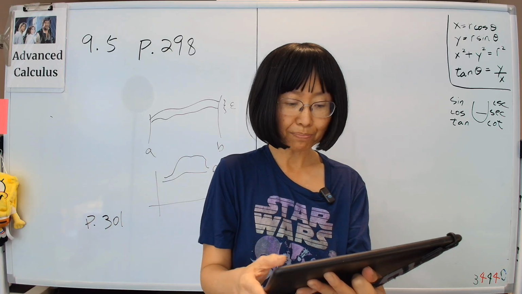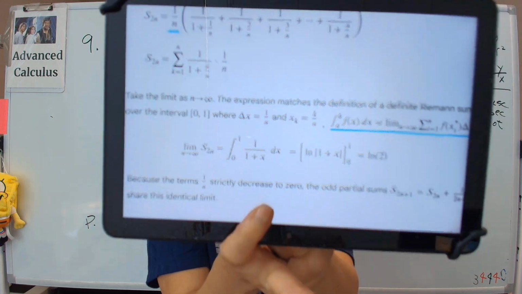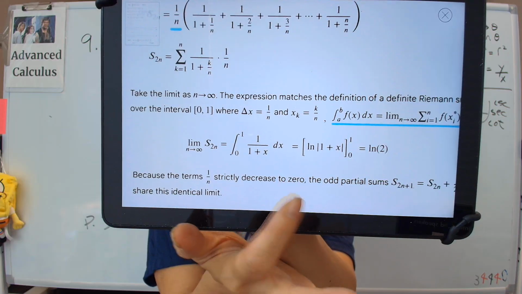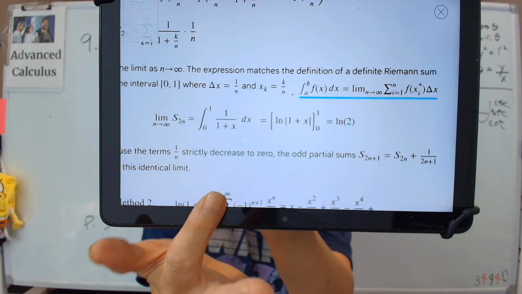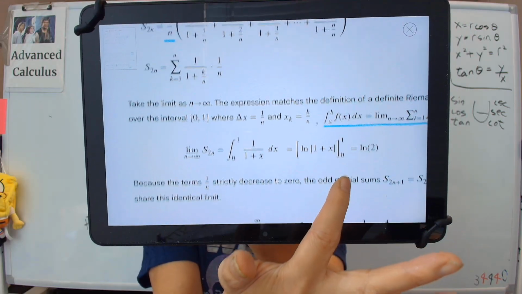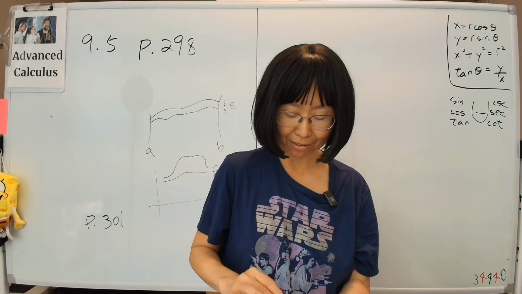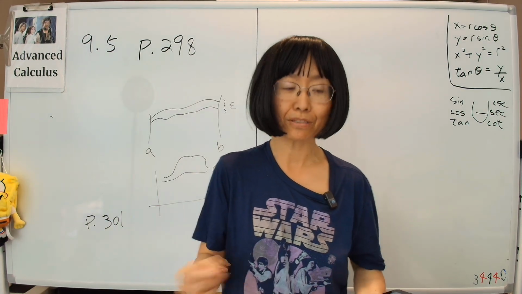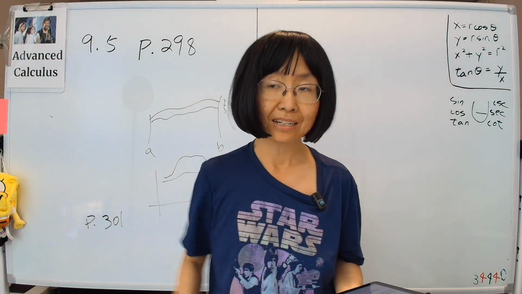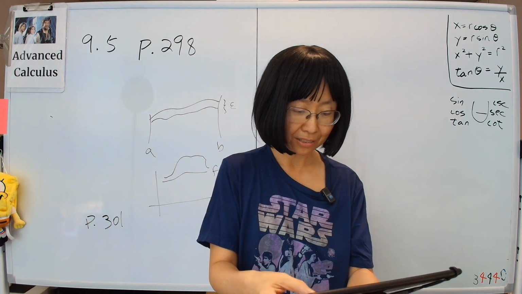And notice that the terms 1 over n are strictly decreasing to 0. The fact that we're using S_2n doesn't matter, because the odd partial sums S_2n plus 1, which is just S_2n plus this term, will converge to the same limit. They share the identical limit. So that's taking care of a little bit of detail. Since we're working only with the S_2n, what about the odd ones? Are they taking a hike? No, they're not. They're sticking right close by, so they are going to be the same one.